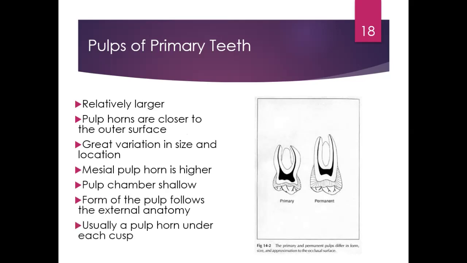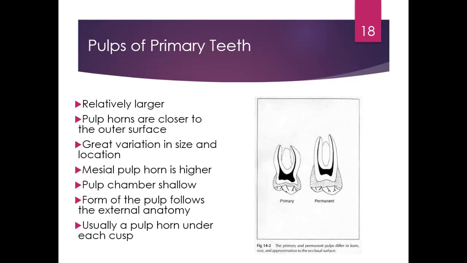Okay, so this is very, very important. You always have to consider the pulp when you're dealing with primary teeth. Remember that the pulp is relatively larger. The pulp horns are closer to the outer surface. So when you're doing your crown preps, make sure you're not going too deep occlusally, so that you don't expose the pulp, then you're having to end up doing a pulpotomy or a pulpectomy.